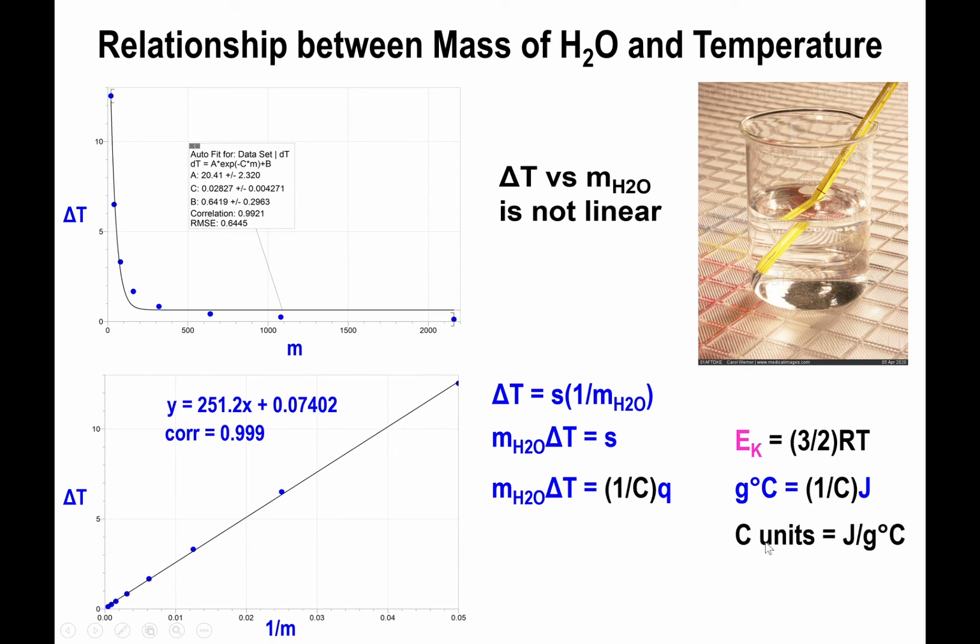And specifically, if you solve for the C over here, so cross multiply by C and divide by gram degrees Celsius, you'll find out that the units of C will be joules divided by grams degrees Celsius. And in essence, this particular constant is what we call the specific heat capacity of the substance. In the case of this plot right here, we'll be talking about the heat capacity of water itself.